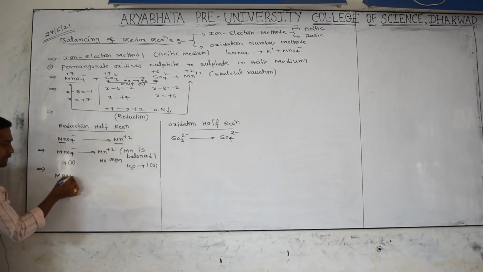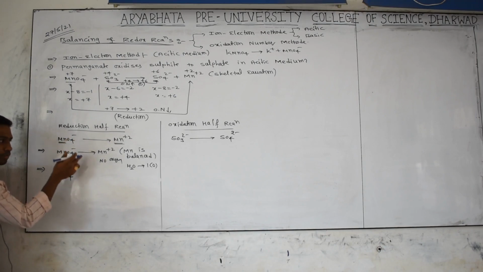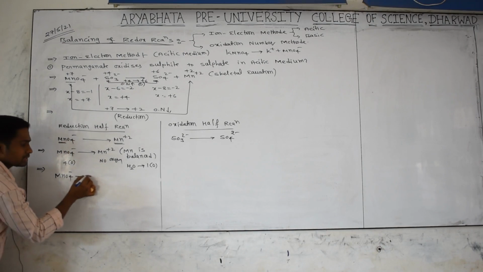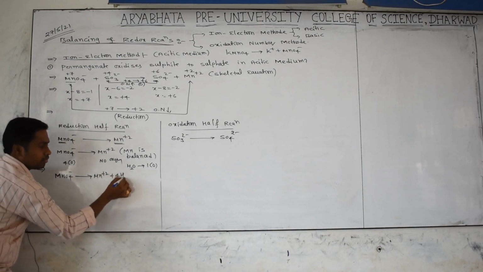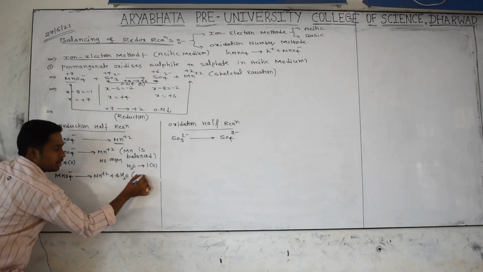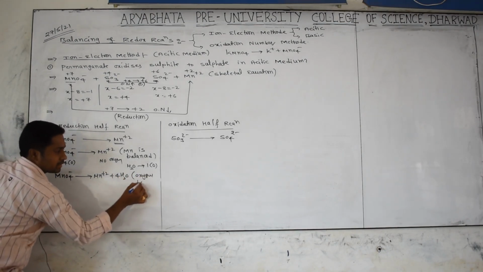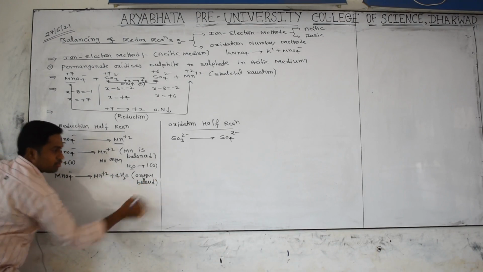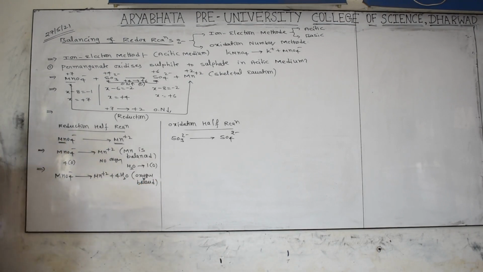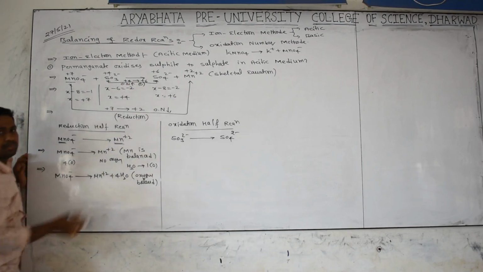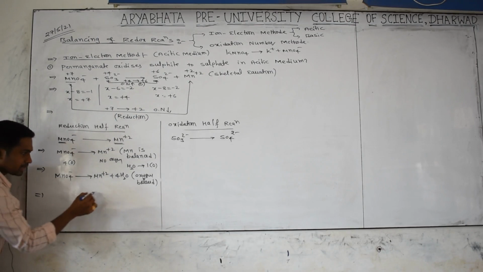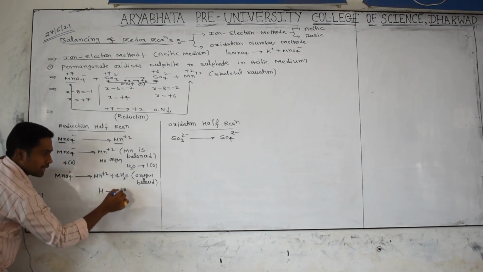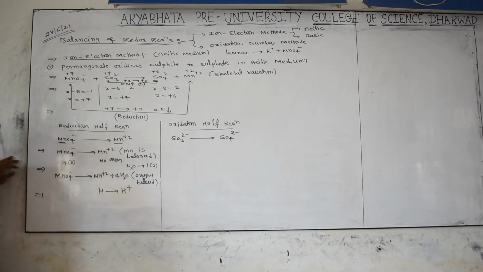So MnO4 minus converting into Mn plus 2 plus 4H2O. Oxygen is balanced. After balancing oxygen, we should balance the hydrogen. Which medium are we working in? Acidic medium, yes, that is what we are doing here. In acidic medium, to balance hydrogen atoms we should add H plus particles coming from the acid.